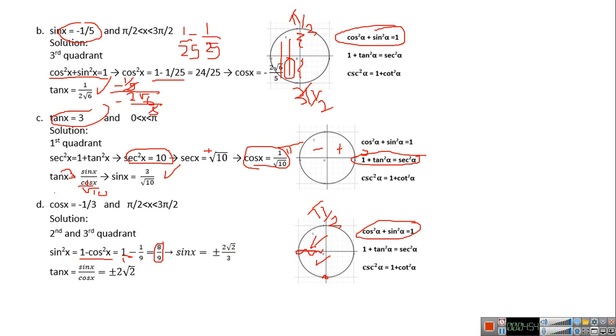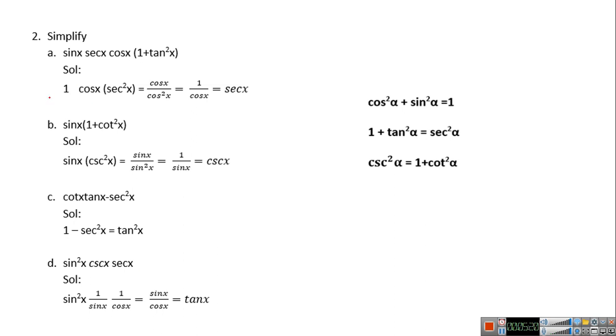Since it can be in the second quadrant, where sine is positive, or in the third, where sine is negative, we have two choices: plus or minus 2 radical 2 over 3. And tangent x is sine x over cosine x. If we divide this by 1 over 3, minus 1 over 3, the 3 and 3 cancel out, and it will be plus or minus 2 radical 2. So here we have two choices for each.